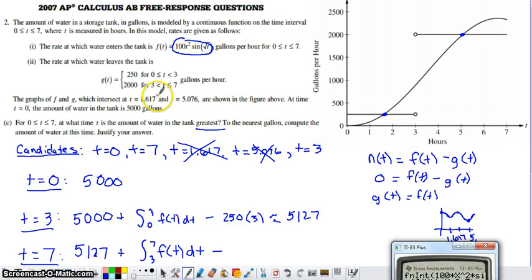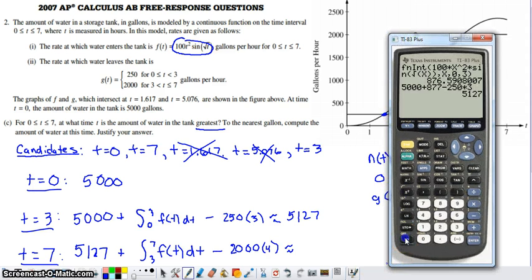Well, the rate that water leaves from 3 to 7 is given by 2,000 gallons per hour. So since it's leaving at 2,000 gallons per hour for 4 hours, the total amount that leaves is going to be 2,000 times 4. So if we can evaluate this, that's going to represent the amount of water at t equals 7. So if we go ahead and try to figure this out, I'm going to do this integral first. I want to do the same integral that I did a minute ago, so I'm just going to make the calculator give that to me again, and I just need to change my limits of integration.